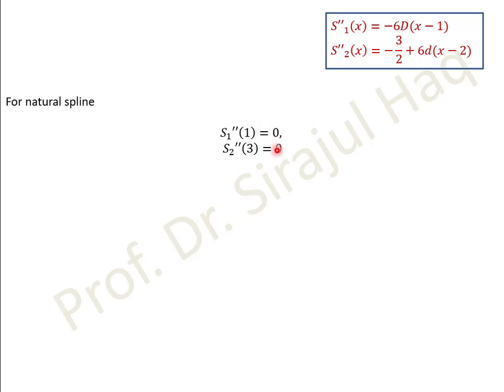Now let's use the second one. What you are getting from here: minus 3 divided by 2, replace x by 3. 3 minus 2 is 1, plus 6d is equal to 0. And it is straightforward to find out the value of d from here, which is 1 divided by 4. So you saw in this case that we computed the missing values.